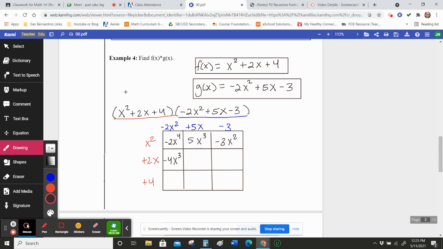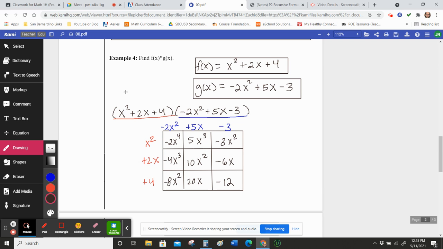Move on to the next column and row. So we have 2x times 5x, we get a total of 10x to the power of 2. Next, we have negative 3 times 2x, we get negative 6x, right? Negative 6 times x. Next, final row, I have negative 2x squared times 4. We get negative 8x squared. Middle column, 5x times 4. 5 times 4 is 20, so we get 20x, sorry, just x. And then finally, negative 3 times 4 is 12, so negative 12.